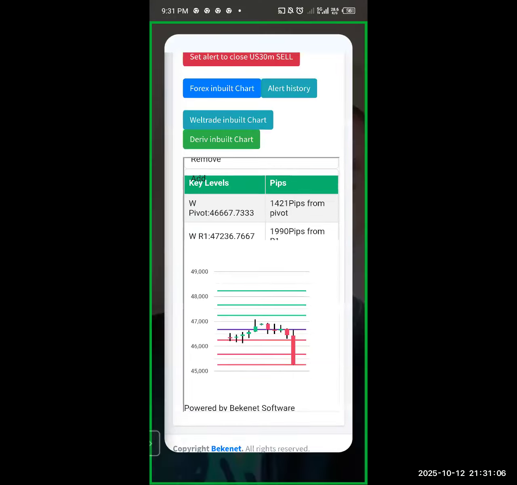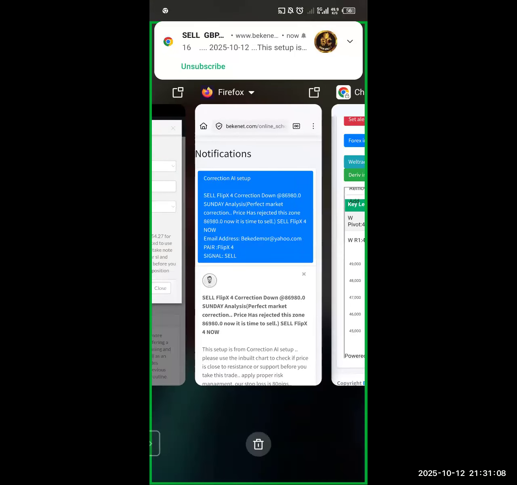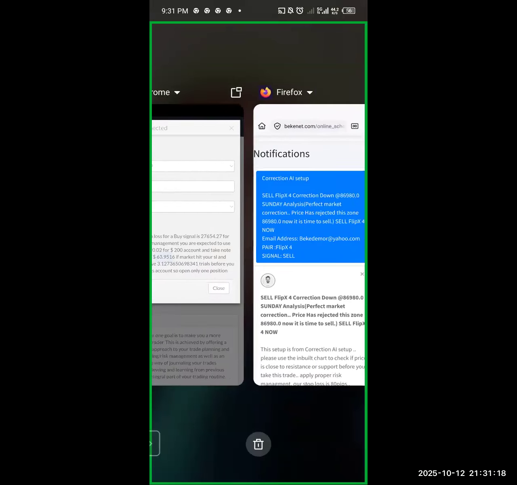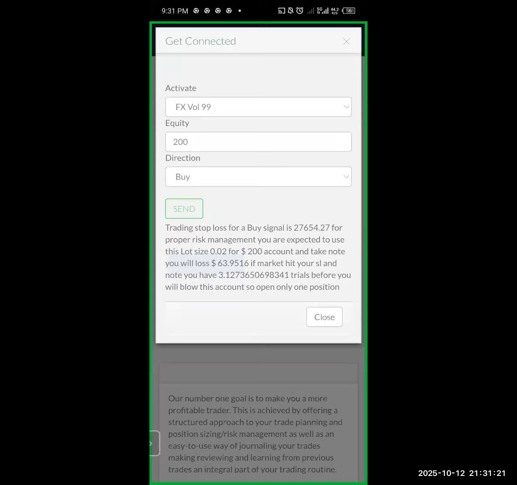So I'm going to go straight to the app and show you that. I've already shown you the risk management, how to manage your account. I've shown you how to take a trade from the AI down to the key level to check if price is close to resistance and support. Then the next one I want to show you is for professionals.